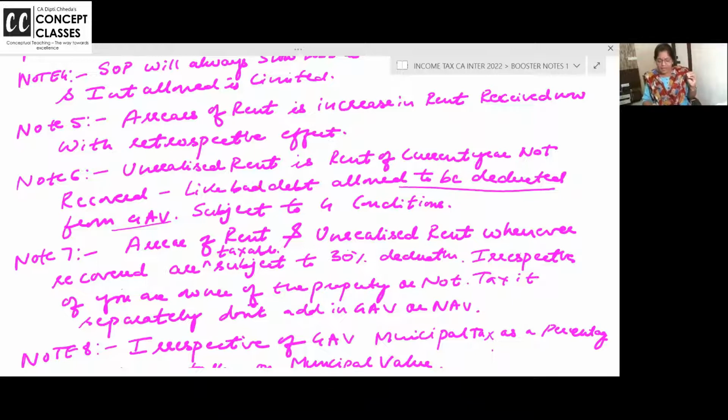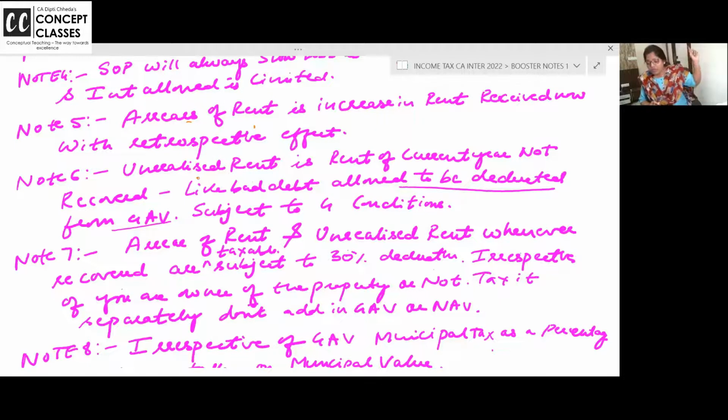So whenever arrears of rent and unrealized rent are recovered by you, they will be taxable separately with 30% standard deduction. If you are receiving in this year 20,000 unrealized rent or arrears of rent of 2014, it's going to be taxable 20,000, 30% standard deduction 6,000, 14,000 taxable.